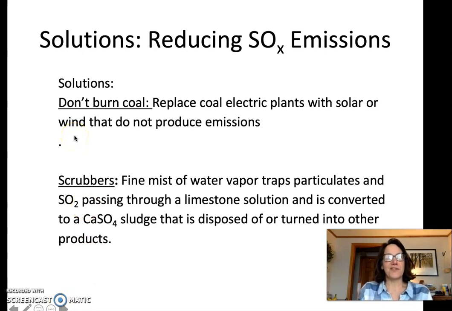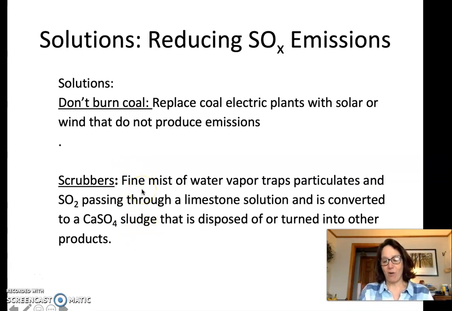The solution is simply to not burn coal. Now remember, if I provide a solution on an FRQ, I can't just ban something, because then it's like, oh, just don't use electricity. I can say instead, I can replace my coal burning plant with a solar array field or wind turbine field or something that doesn't create the SOx emissions from the burning of coal to begin with.